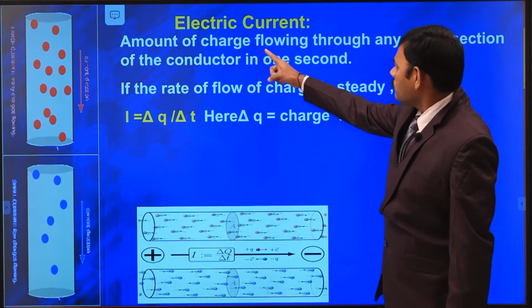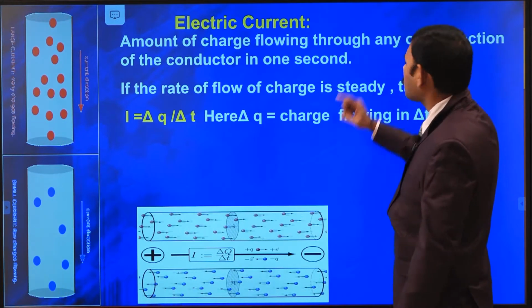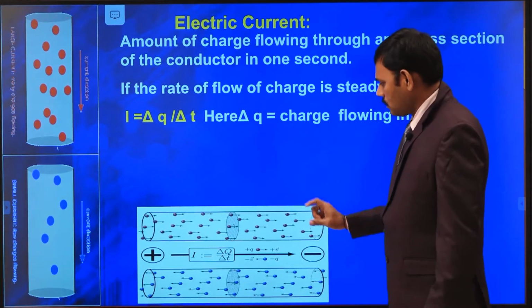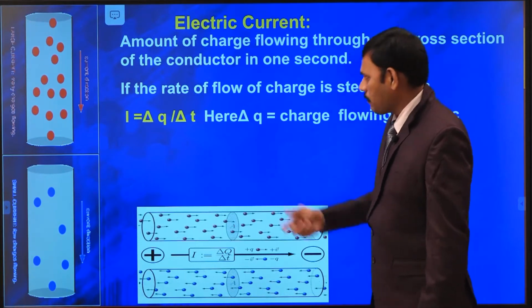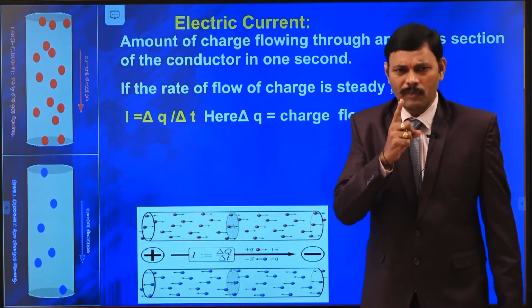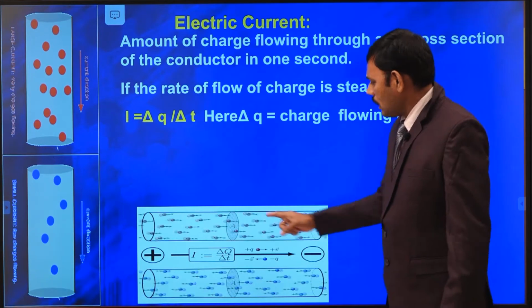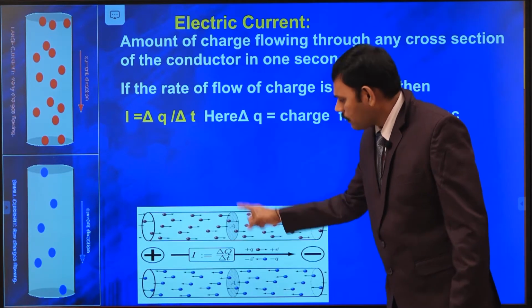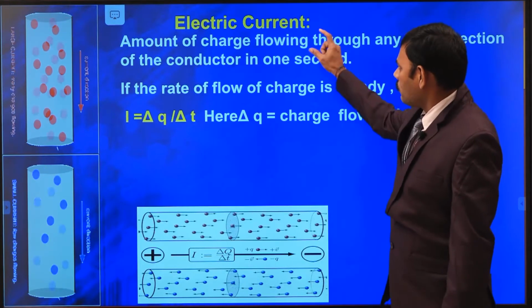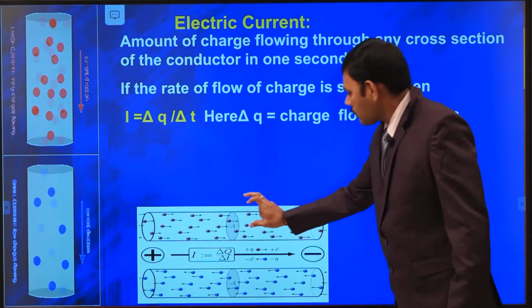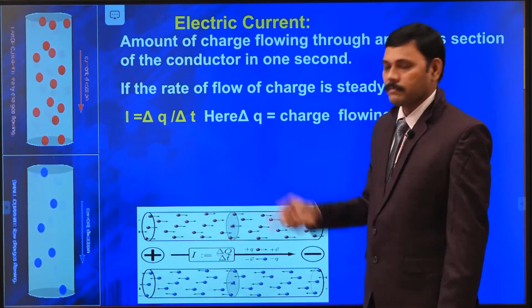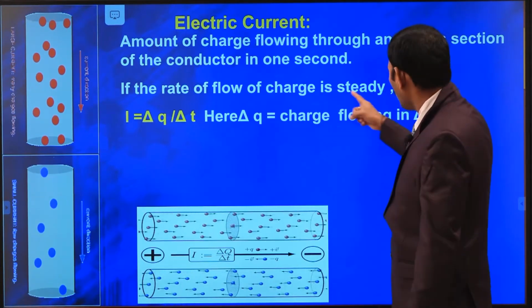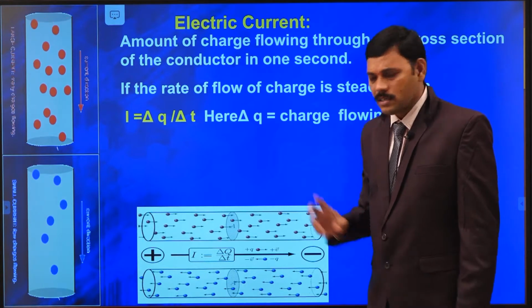Then the amount of charge flowing through any cross section of the conductor in 1 second: charge flown in unit time, or charge flown in 1 second along the cross section of the given conductor. We consider a certain cross section of the given conductor, then the amount of charge flowing through any cross section in unit time, that is in 1 second. So in other words, it is the rate of flow of charge in the conductor in steady state.